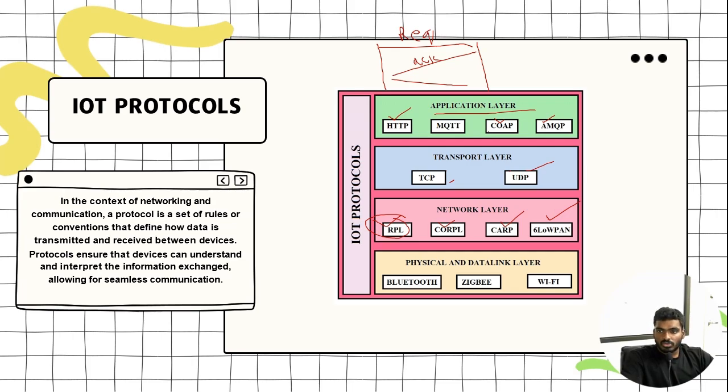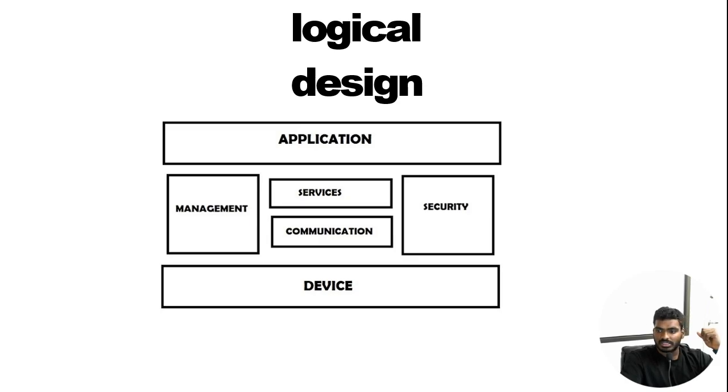We'll discuss these protocols: HTTP, MQTT, TCP, and UDP. What is the TCP handshake, and how is the data secured during data transmission? We'll discuss this in upcoming lectures, and let's go on with the logical design of IoT.